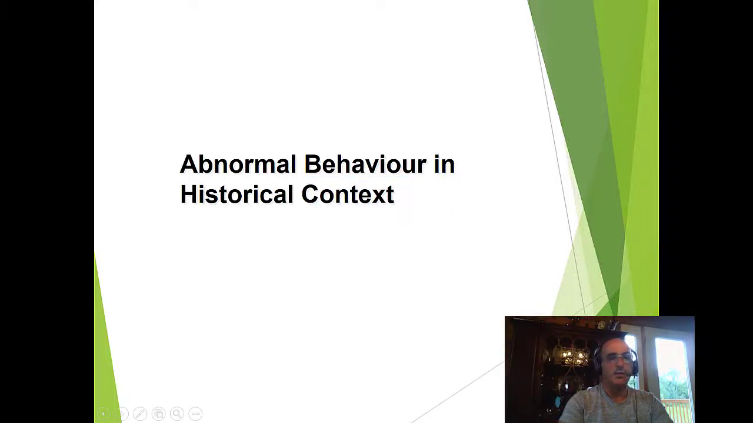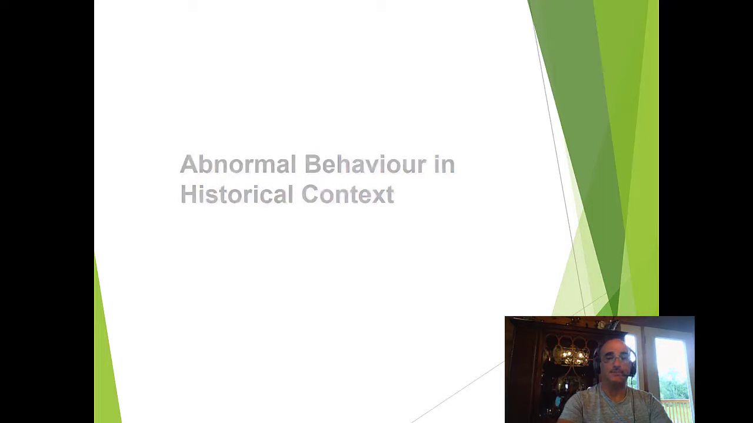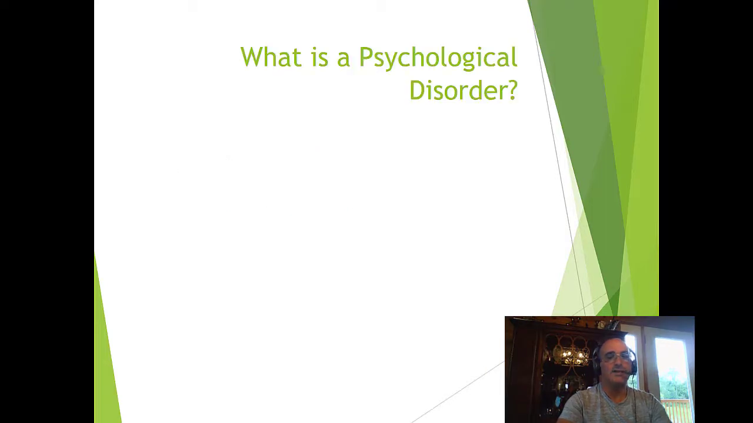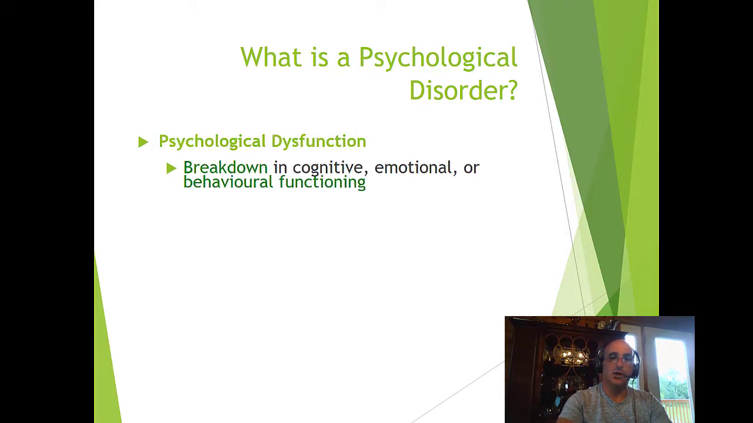Hello. Today we'll talk about abnormal behavior in a historical context. So what is a psychological disorder? A psychological disorder is a psychological dysfunction. And dysfunction is a breakdown in cognitive, emotional, or behavioral functioning.